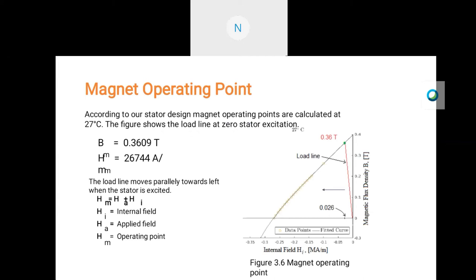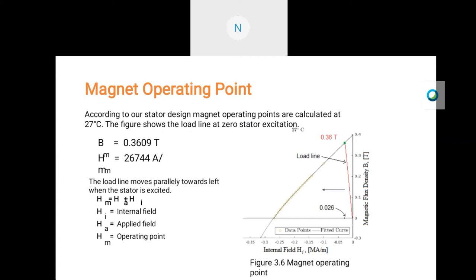Okay, now in the next slide, the operating magnet point. How the magnet is placed in a structure determines its operating point. Here, according to our stator design, magnet operating points are calculated at 27 degrees centigrade. The figure shows the load line at zero stator excitation. Here there are some formulas from which we calculated the BM, the operating point at zero stator excitation.